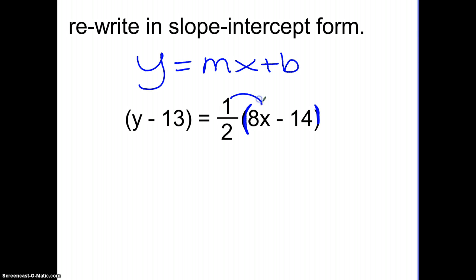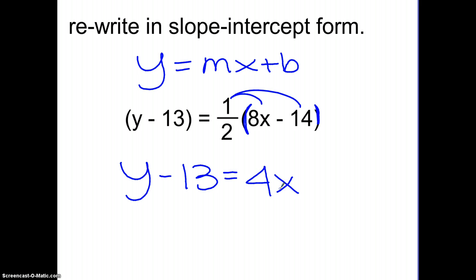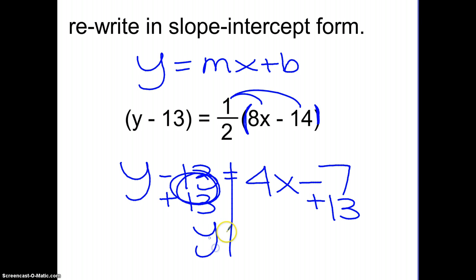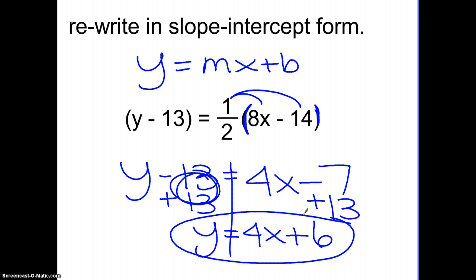So here we actually have to multiply the 1/2 first. So we're going to have y minus 13 equals half of 8 is 4, so 4x, and half of 14 is 7, so minus 7. And then to get y by itself, I need to add 13. I cannot add it to the 4x, so I'm going to put it under the 7. So y equals 4x, and negative 7 plus 13 will give you a positive 6. And so that's solving for y.